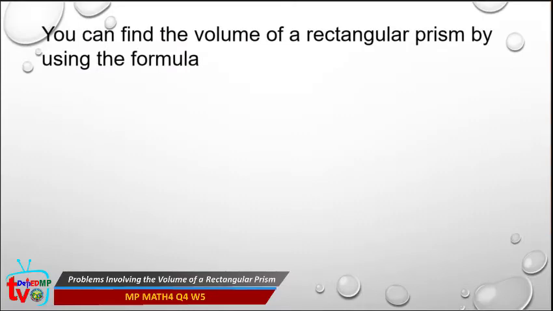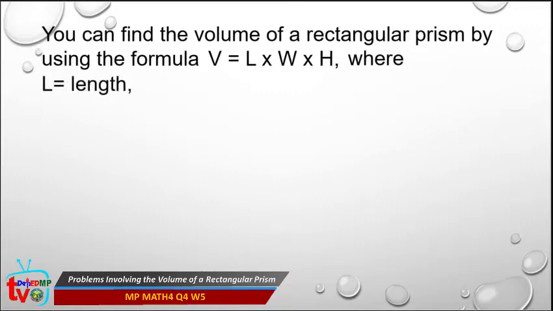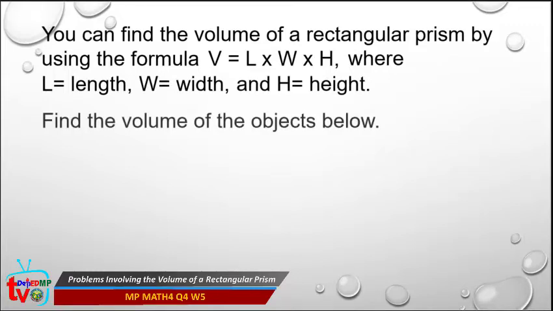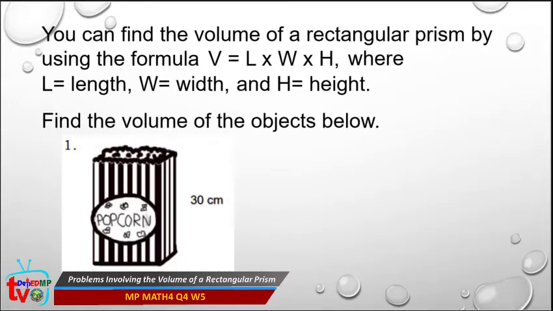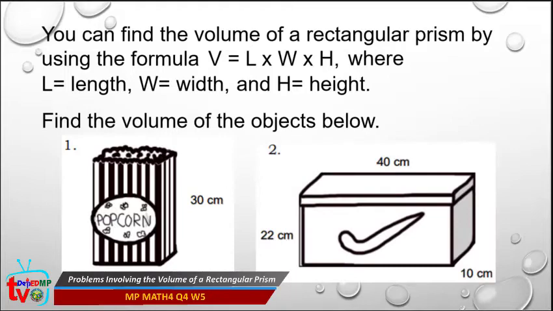You can find the volume of a rectangular prism by using the formula V is equal to L times W times H, where L stands for length, W stands for width, and H stands for height. Let's try to find the volume of the objects below. Number 1, a box of popcorn, and number 2, a shoebox.